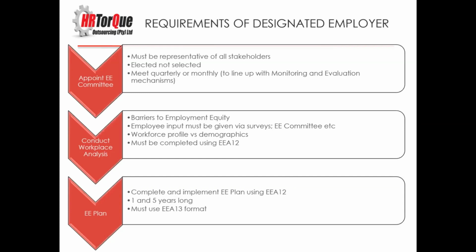It's quite important that before your plan comes to an end, and this is again where a lot of employers fall down, you don't wait until your plan comes to an end and only then start developing your new plan. If you look at your EEA 13, it specifically says that you as an employer should have your new plan in place at least 6 months before the expiry of your current plan. So there should never be a time where you don't have a current plan in place. The minute the one ends, you should have a new plan in place.